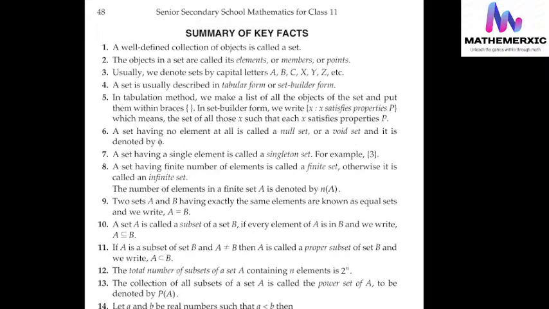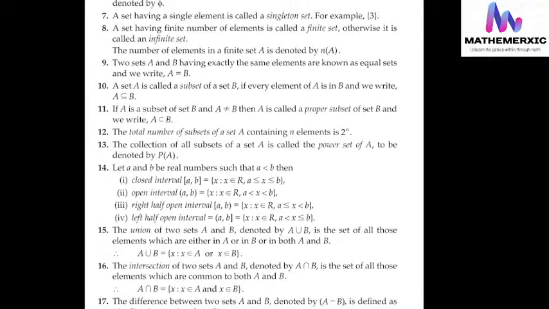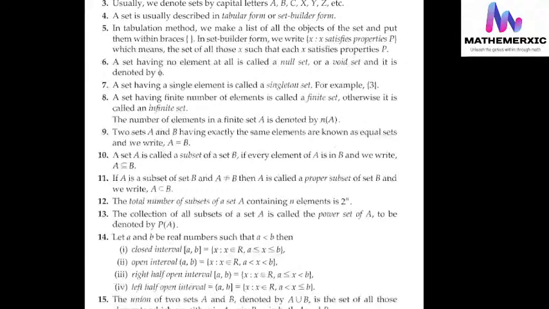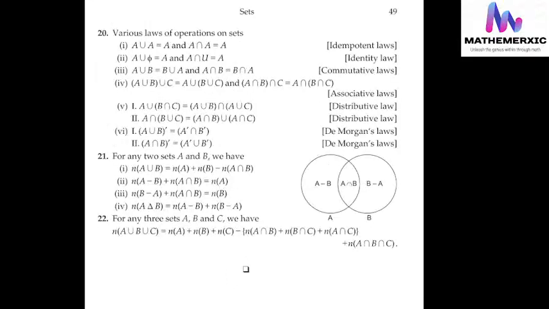So in the case of the symmetric difference, we should be very clear that A symmetric B is denoted as A minus B union B minus A, and the number of elements of A symmetric B will be the number of elements of A minus B plus the number of elements of B minus A.